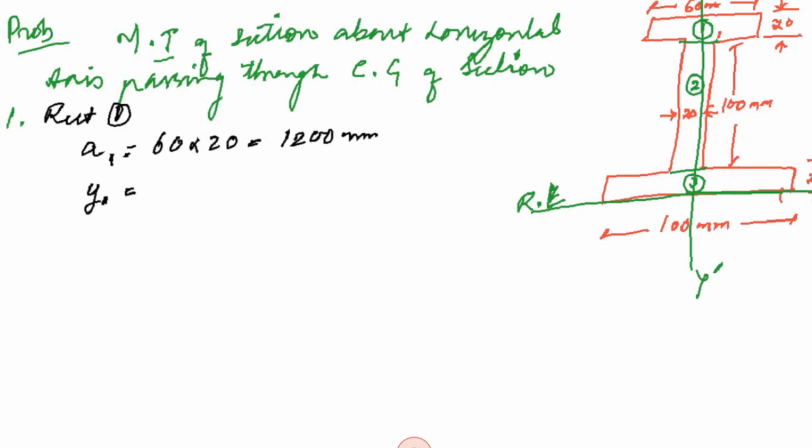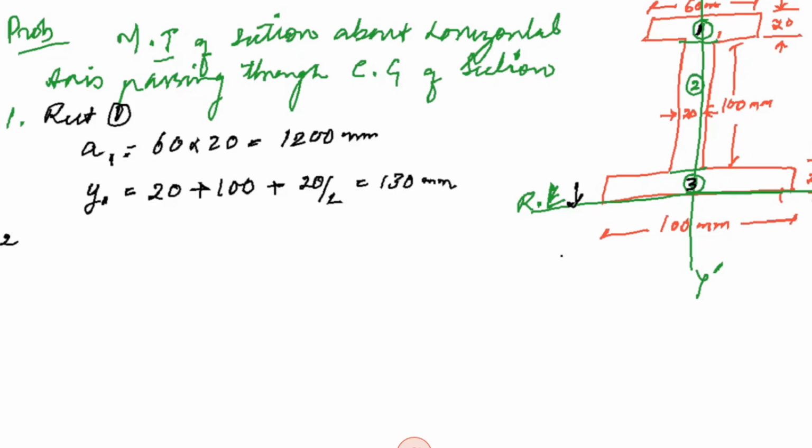Then Y1 of this rectangle. Where is the reference line? It is at the bottom. Therefore, Y1 will be the bottom flange's 20 plus the web's 100, plus the center of the top flange, which is 20 by 2. Therefore, it will be 130.